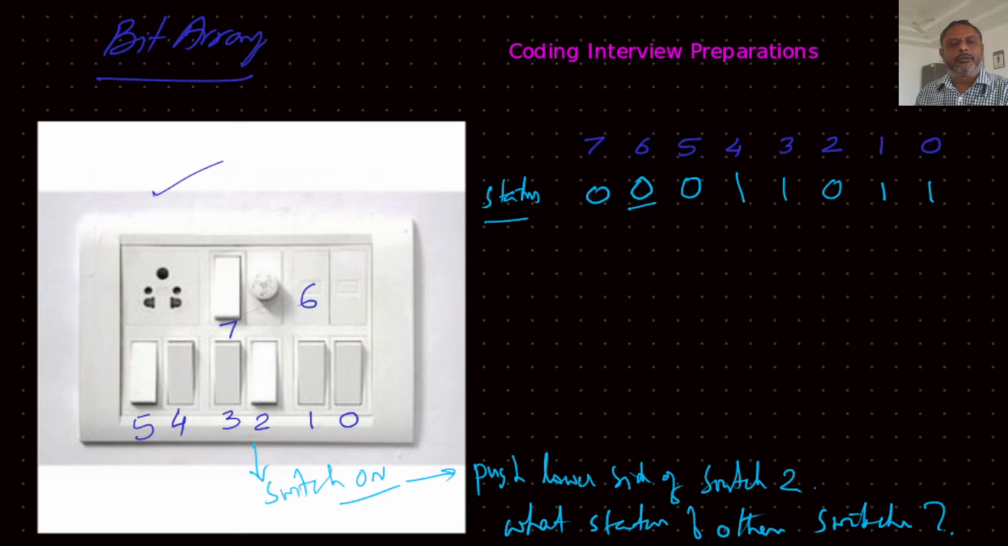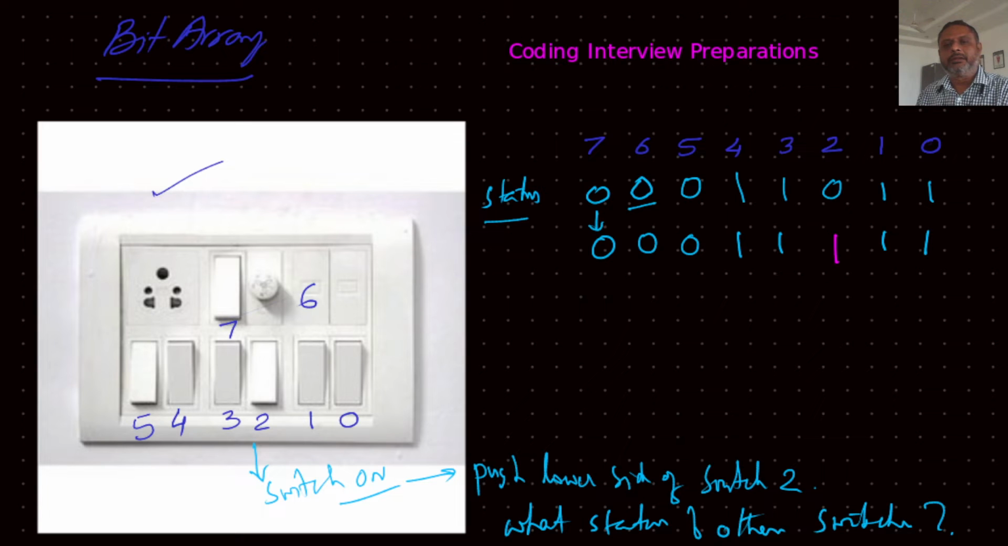So switch 2 is made on. What happened to the others? Of course, the others did not change because we didn't make any changes to them. That means the output for switch 2 has become 1, whereas the other things continue to remain 0. Switch 4 was 1, now also 1, switch 3 was 1, now also 1, switch 1 was 1, now also 1, and switch 0 was 1, now also 1.